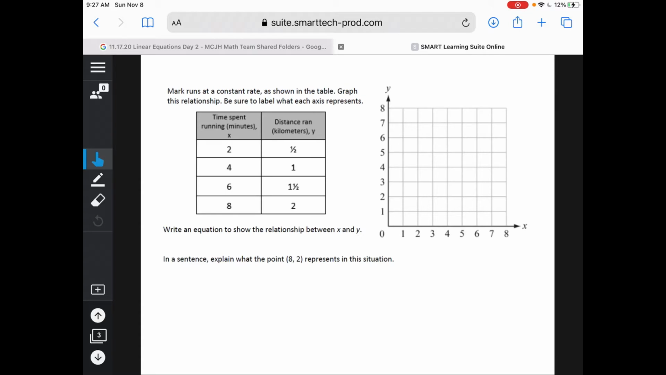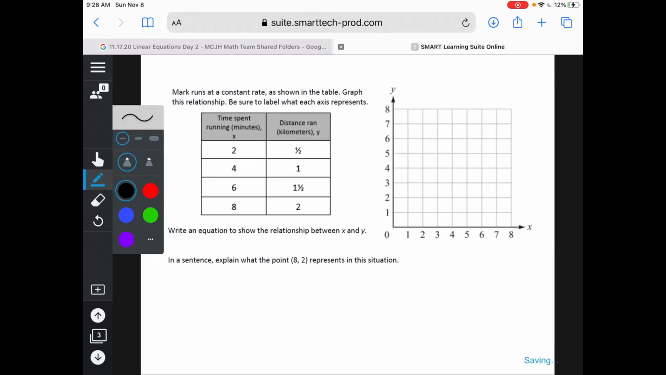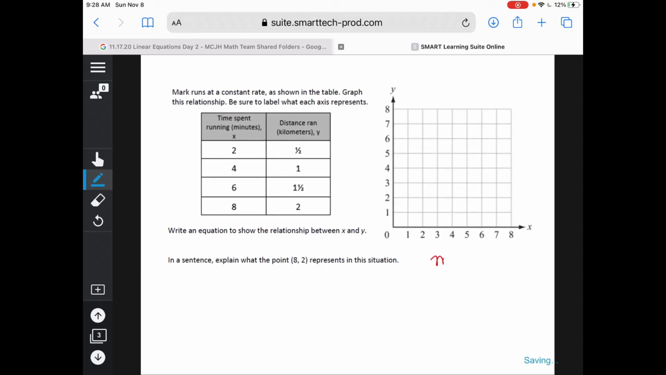So let's get started. It says Mark runs at a constant rate as shown in the table. Graph this relationship and be sure to label what each axis represents. The x, which is in the left side column, is time spent running in minutes. So under the x-axis, we're going to put minutes, and on the y-axis, we're going to put kilometers, or km.